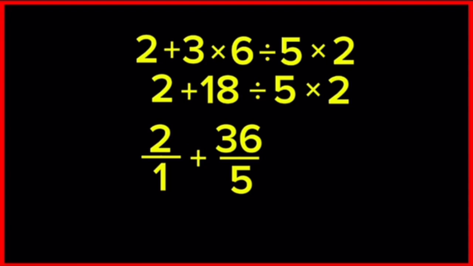The denominators are not the same, so we use the butterfly method. Multiply 2 times 5 to get 10, then multiply 1 times 36 to get 36. Add those together. 10 plus 36 equals 46. The denominator becomes 1 times 5, which equals 5. So now we have 46 over 5.